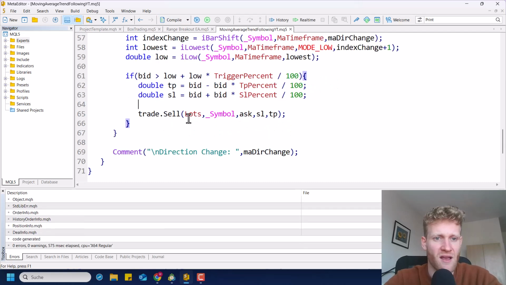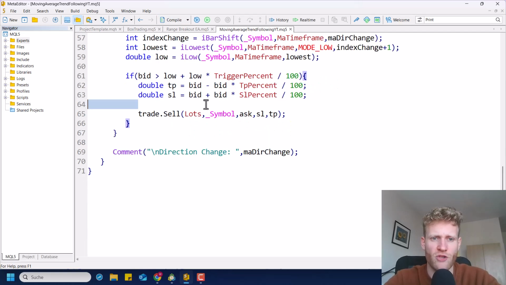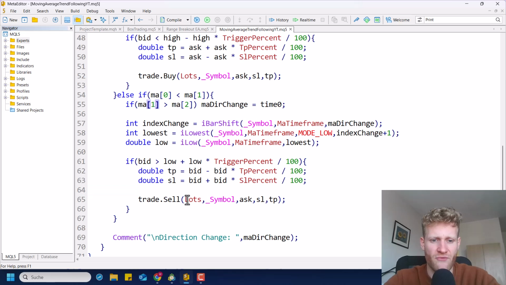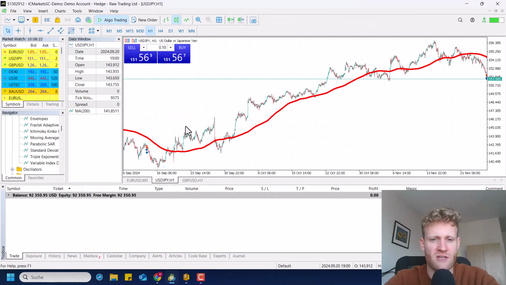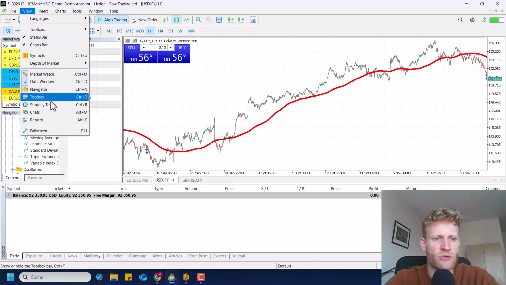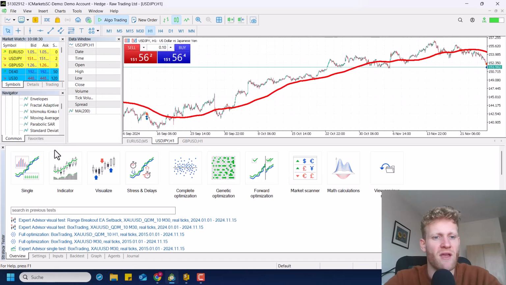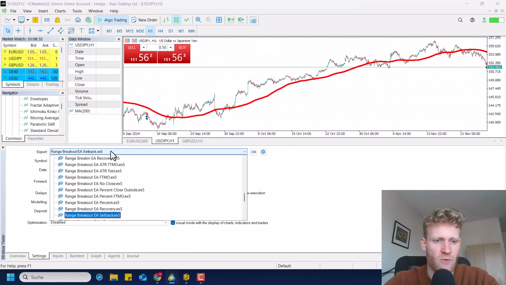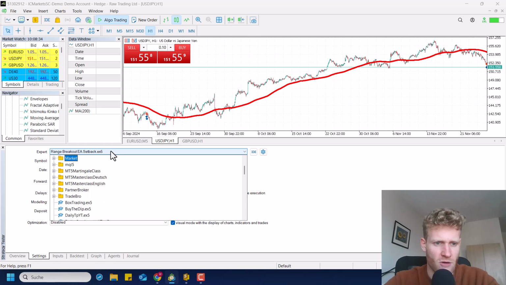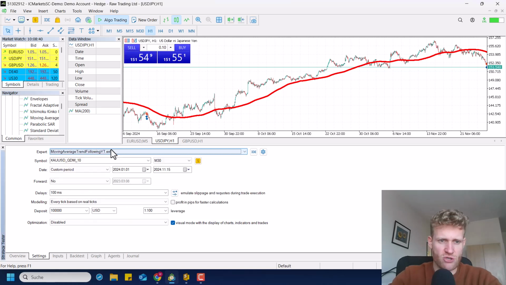After compiling, this is the program that we can now use for the first test. If we go to MetaTrader 5 and go to View, Strategy Tester, it will open the strategy tester for us. Let me close the toolbox because it's in the way. Then I can do a visualized test with the program that I just created, which I called Moving Average Trend Following YouTube.